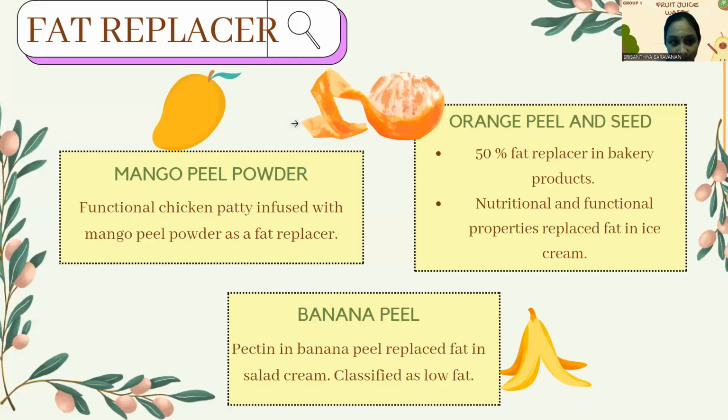I pass to Shaz. So moving on to fat replacers from the fruit waste industry. First, mango peel powder can be used in a functional chicken patty infused with mango peel powder as a fat replacer. Other than that, orange peel and seed can be used as a 50% fat replacer in bakery products. Its nutritional and functional properties also replace fat in ice cream. And next is banana peel. The pectin in banana peel replaces fat in salad cream, which is also classified as low fat. So waste can actually be used as a fat replacer as a healthy option.